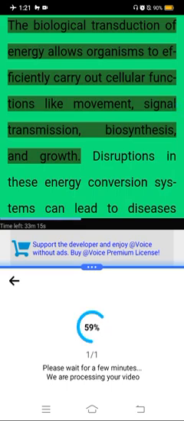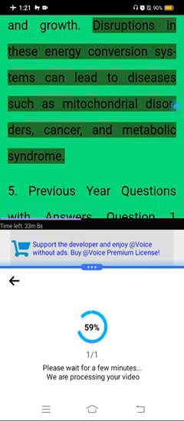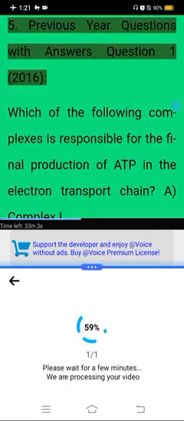The biological transduction of energy allows organisms to efficiently carry out cellular functions like movement, signal transmission, biosynthesis, and growth. Disruptions in these energy conversion systems can lead to diseases such as mitochondrial disorders, cancer, and metabolic syndrome. 5. Previous year questions with answers.